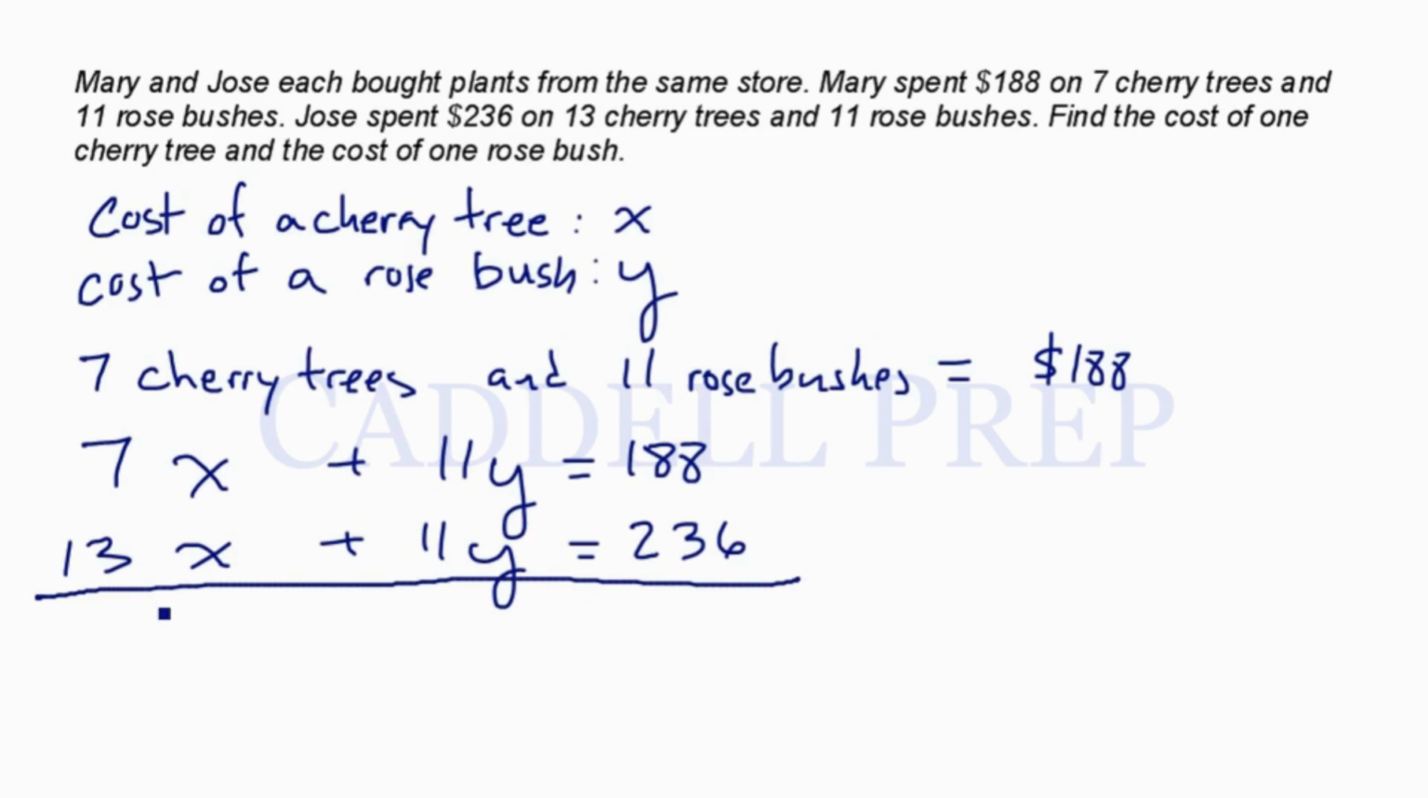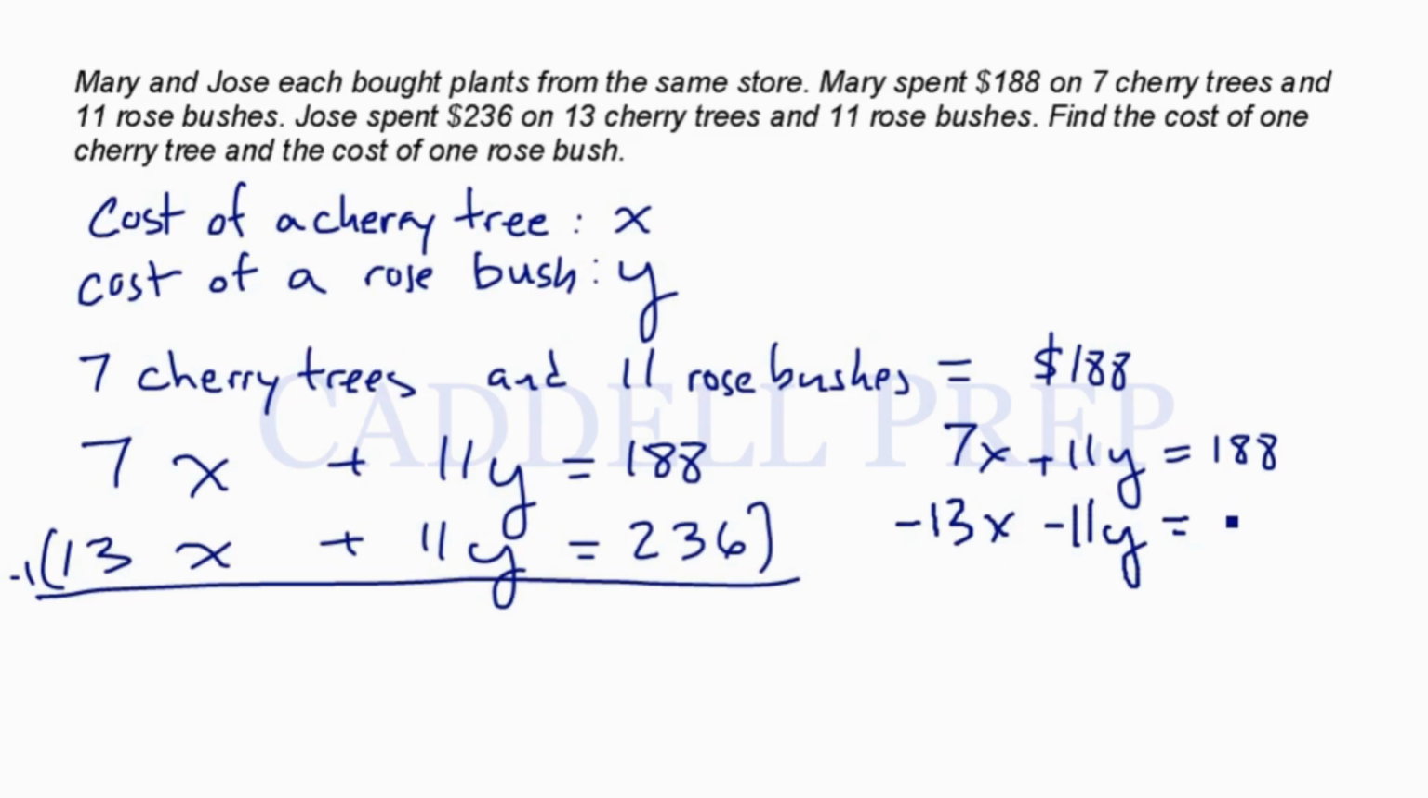So let's just multiply this one by a -1, and then these will cancel out when we add. So this top equation remains the same. But the bottom equation, everything gets negated. -13x minus 11y equals -236. So now let's add everything together. 7x and -13x is -6x. These cancel out. 188 minus 236, so it's going to be a negative number.